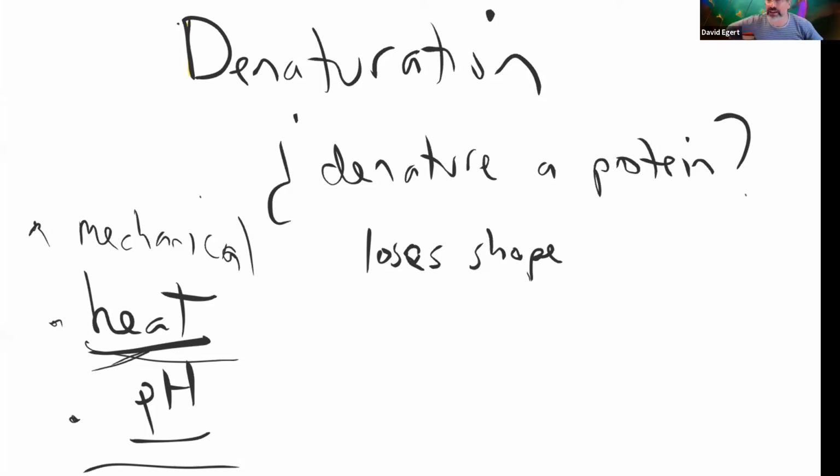You can mechanically denature the egg whites by whipping them, and that's how you get meringue. You're basically physically just making these things move around until they're all tangled up and making stiff peaks that you can then spread on top of your lemon pie or whatever.